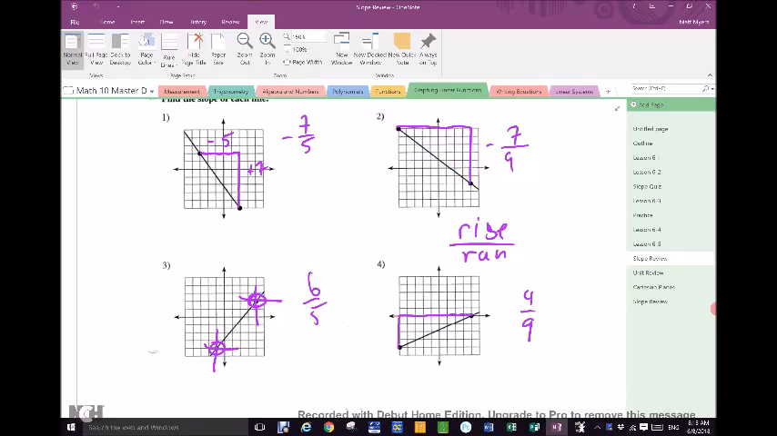And go diddly-o. Ask questions if you need to. There is 1, 2, 3, 4. The answers are the fractions.